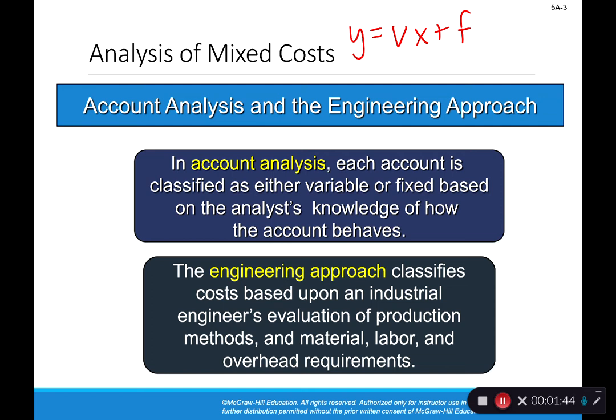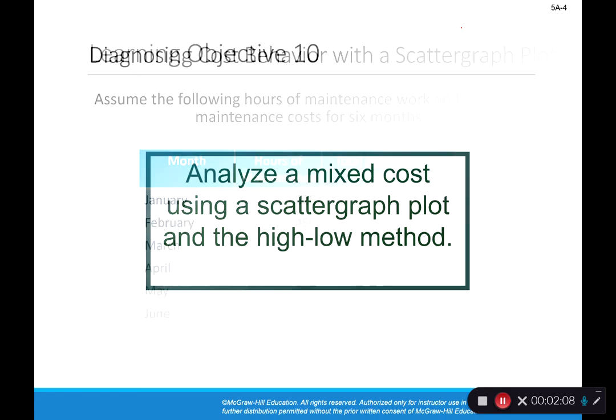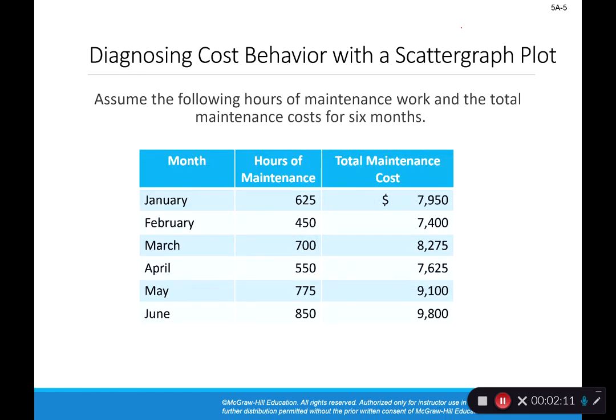In account analysis, each account is classified as either variable or fixed based on the analyst's knowledge of how the cost behaves. An engineering approach, on the other hand, classifies costs based upon an industrial engineer's evaluation of production methods, material, labor, and overhead requirements. For our purposes, we're going to analyze mixed cost using either a scatter graph plot or the high-low method. The scatter graph plot is what I would call the half-ass method, which is basically plotting all the data points on a graph and then drawing the line using your eye to determine the best fit.